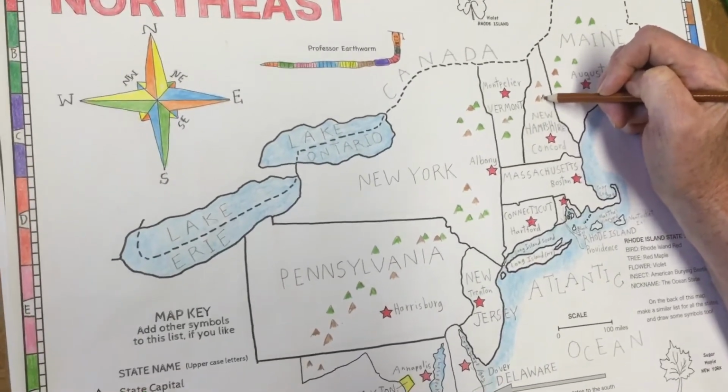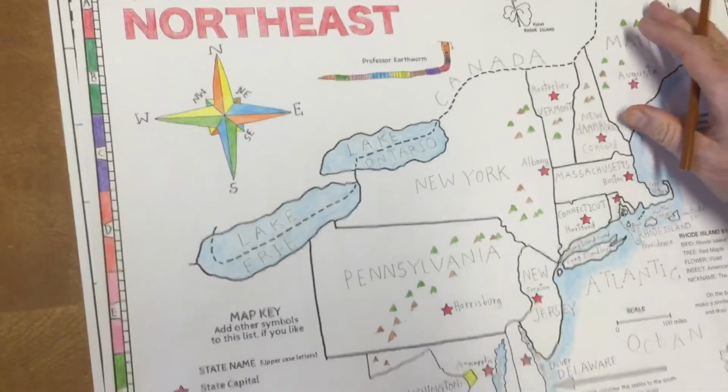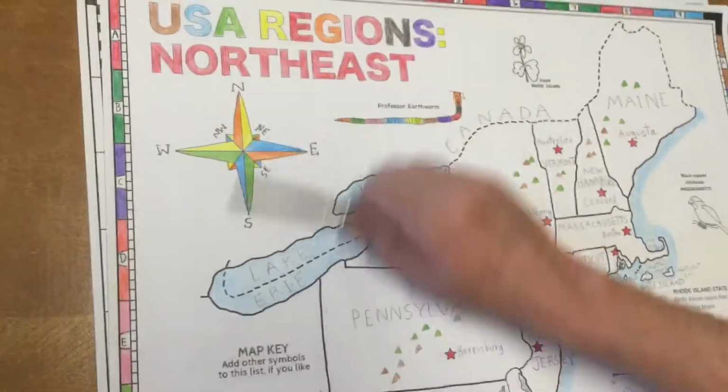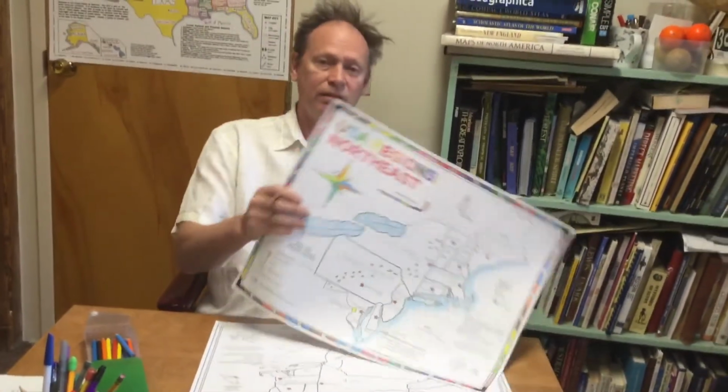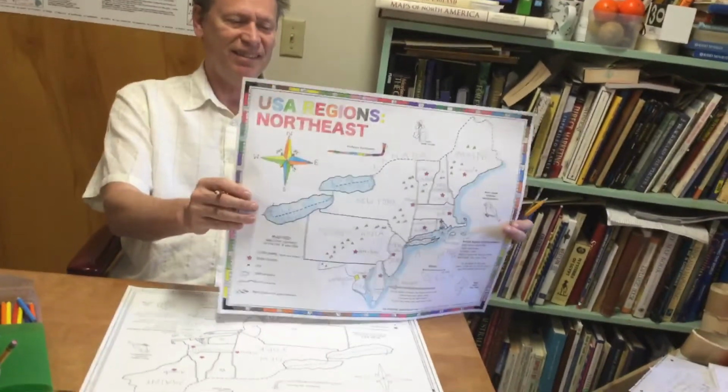Okay, now in future videos, we'll get into a little bit more about the map grid and the compass rose, and we'll also go over the individual states within those different regions. Okay, but you can see that when you're done with your Northeast, it's going to look pretty nice.